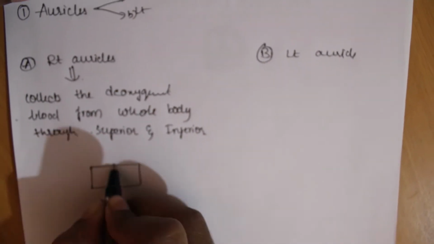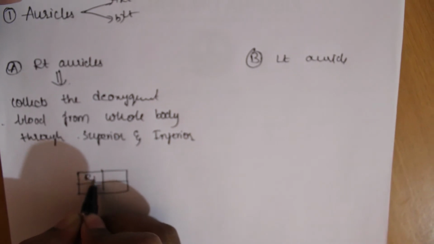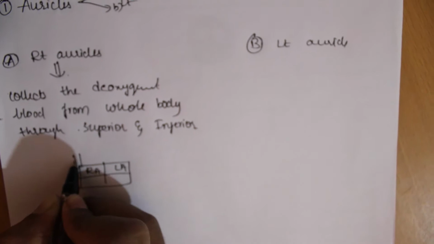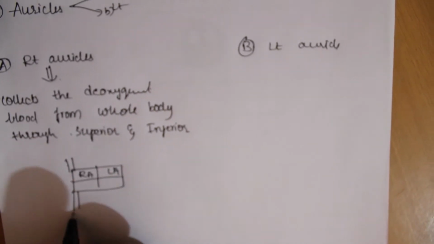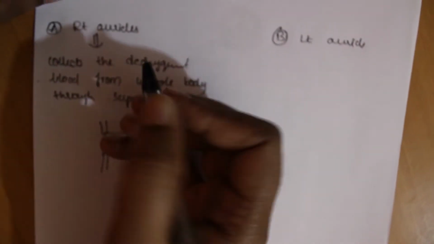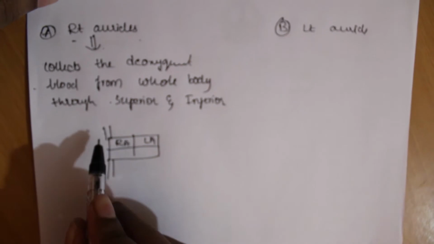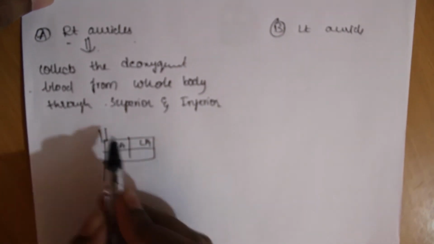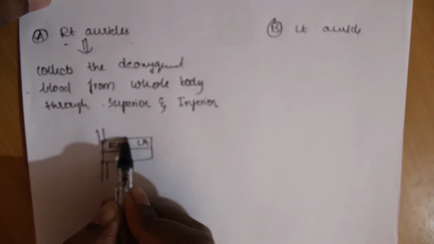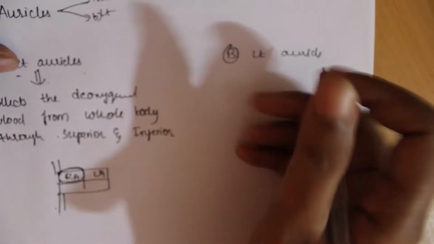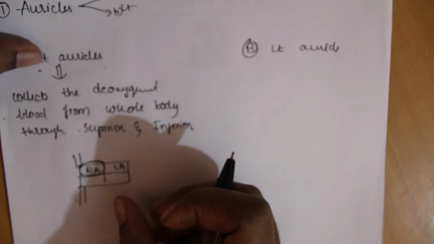I am roughly drawing the structure of the heart. This is the right auricle, this is the left auricle. Here I am showing that this is the superior vena cava, this is the inferior vena cava. The main function of the right auricle is that it collects the blood from the whole body through the superior and inferior vena cava and stores the deoxygenated blood in the right auricle. This is the main function of the right auricle.